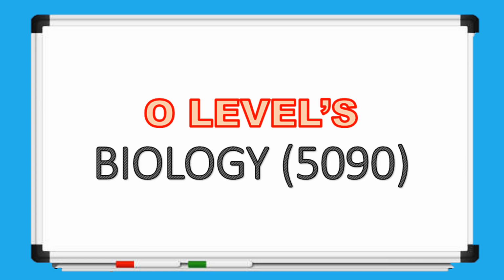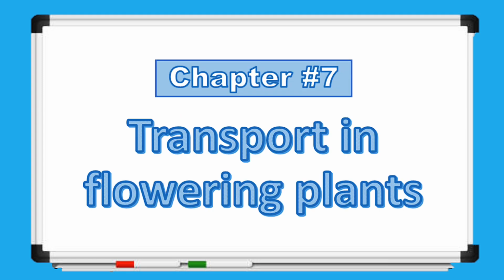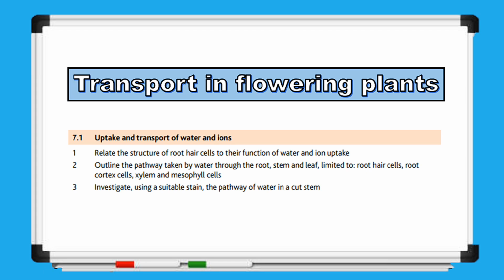Today, we're starting something fresh, Chapter 7, Transport in Flowering Plants. I've got the topical notes ready for you, and you'll find them in the description and the comments, so you can follow along easily. We're going to begin with Unit 7.1, Uptake and Transport of Water and Ions. This is straight from the syllabus, so you know we're covering exactly what you need for your exam. Alright then, let's get started.